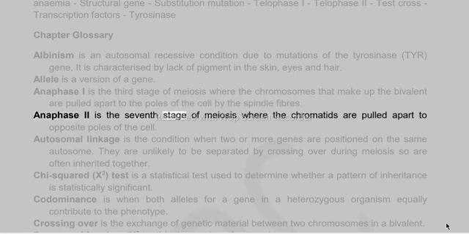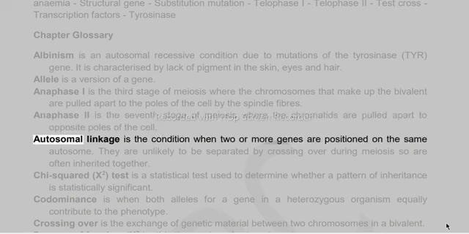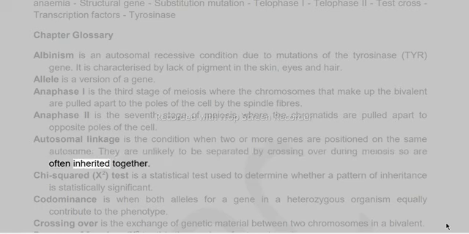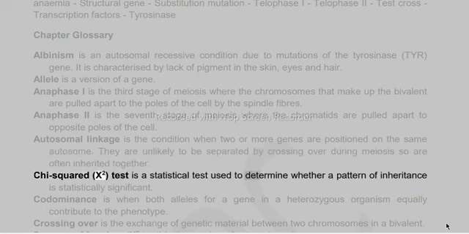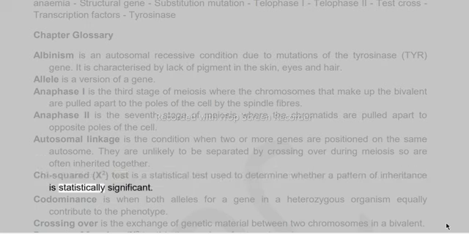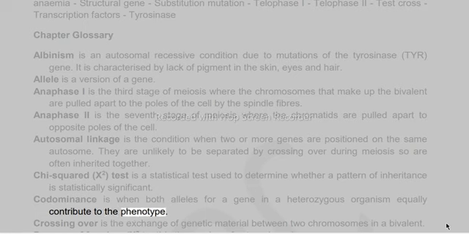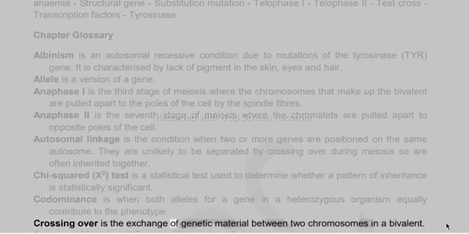Anaphase II is the seventh stage of meiosis where the chromatids are pulled apart to opposite poles of the cell. Autosomal linkage is the condition when two or more genes are positioned on the same autosome. They are unlikely to be separated by crossing over during meiosis, so are often inherited together. Chi-squared, X2, test is a statistical test used to determine whether a pattern of inheritance is statistically significant. Codominance is when both alleles for a gene in a heterozygous organism equally contribute to the phenotype. Crossing over is the exchange of genetic material between two chromosomes in a bivalent.